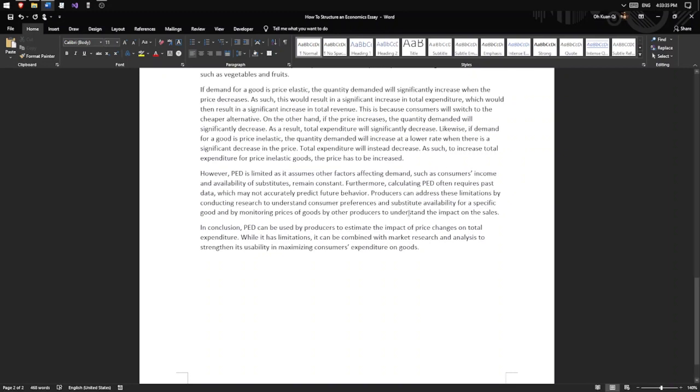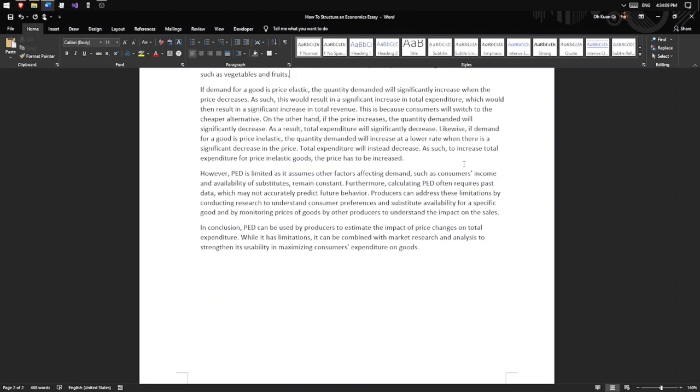Then you can explain that by doing so, there will be an increase in total expenditure. Consumers will spend more on the product because the price decreases, and it will result in your revenue increasing as well, because when there's higher expenditure from consumers, that means you'll be earning more. When you're earning more, there'll be higher total revenue. We can also further elaborate the reason by saying that consumers will switch to a cheaper alternative.